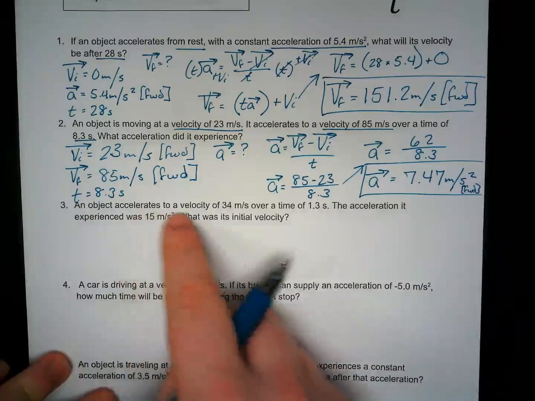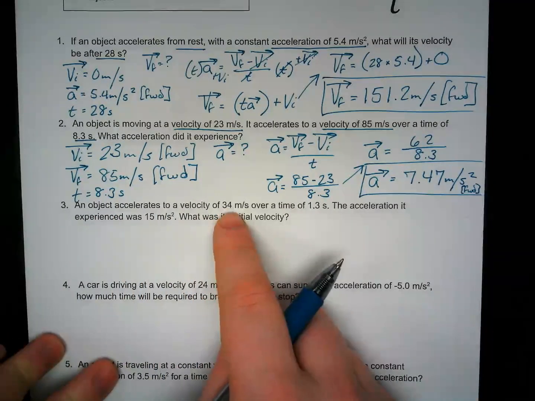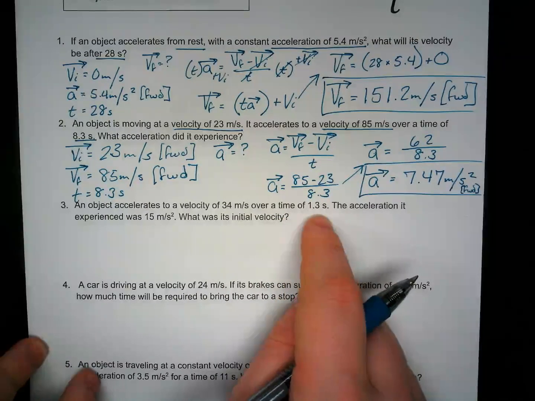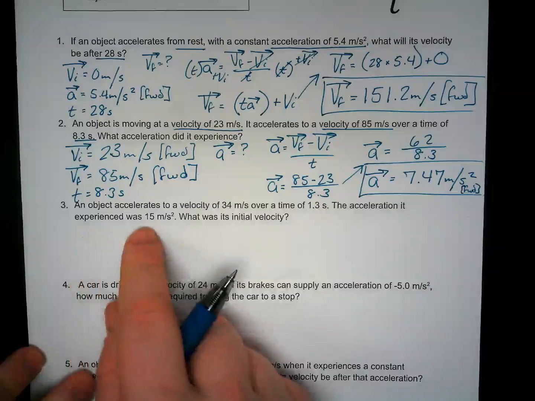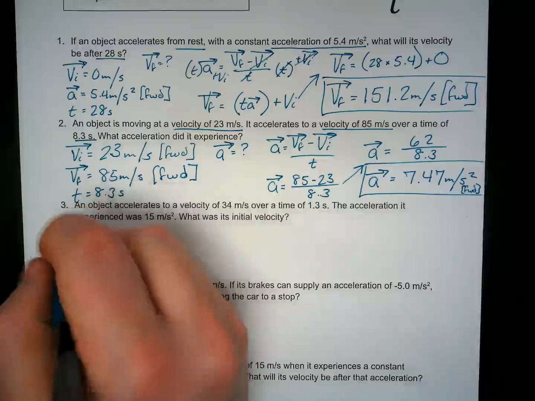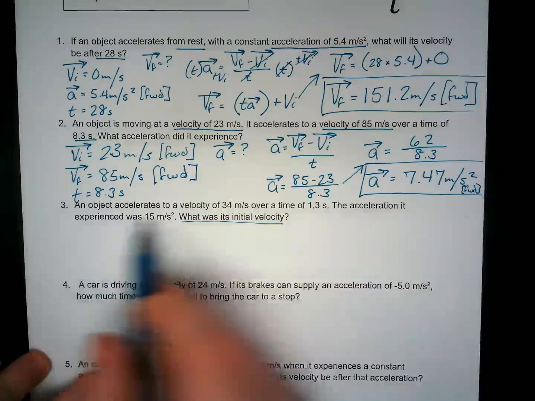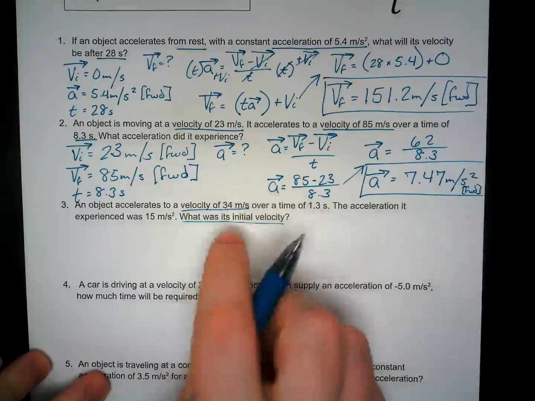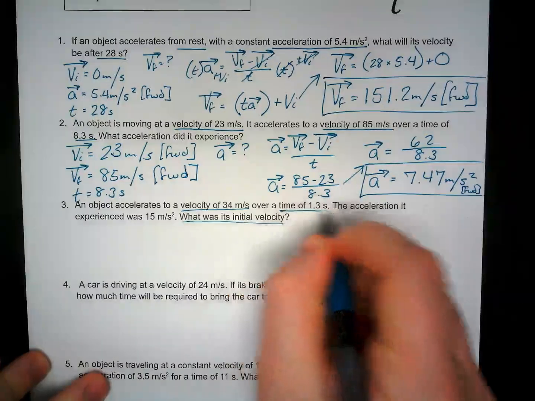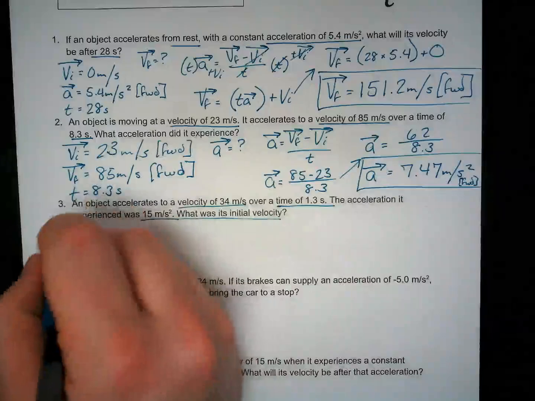Looking at number 3 now. An object accelerates to a velocity of 34 meters per second over a time of 1.3 seconds. The acceleration it experienced was 15 meters per second squared, and we're looking for the initial velocity. Okay, so this is what we're trying to find. Looking back at this, it accelerates at this rate to 34 meters per second, and it did it in 1.3 seconds. Here's my acceleration.